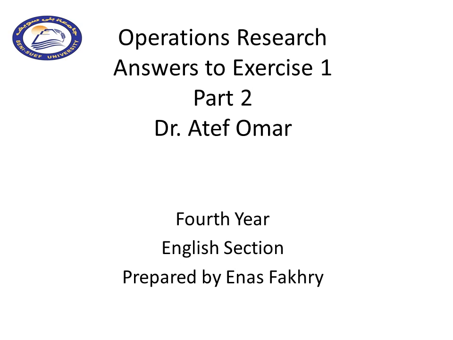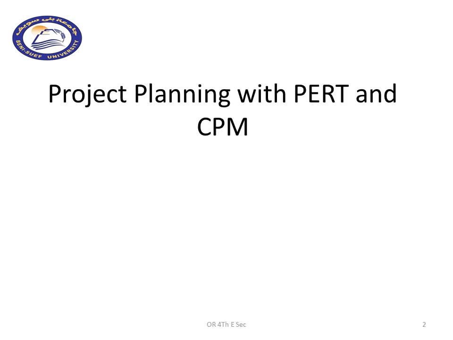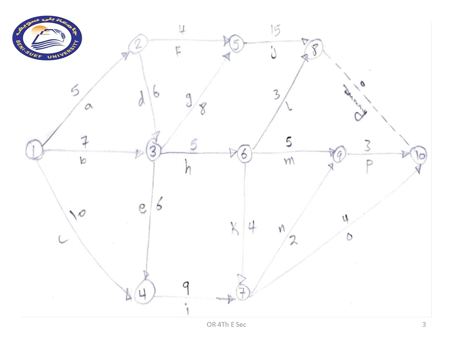Part 2 of the answers to exercise 1 given by Dr. Atef of the operations research on the topic of project planning with PERT and CPM. Last time we drew the PERT network step by step from node 1, going through nodes 3, 4, 5 until we reached the end of the project with node number 10, using just one dummy activity with 0 duration, as you can see.